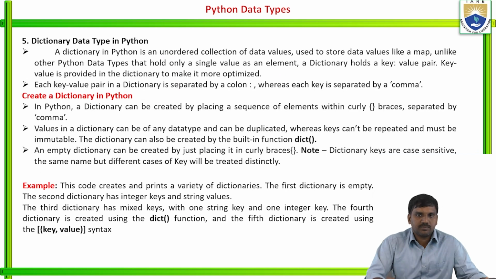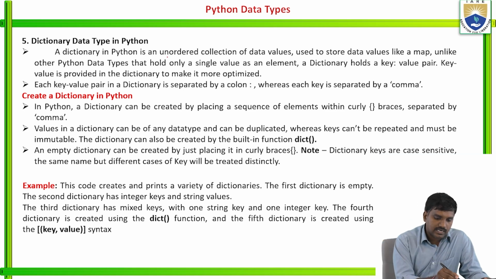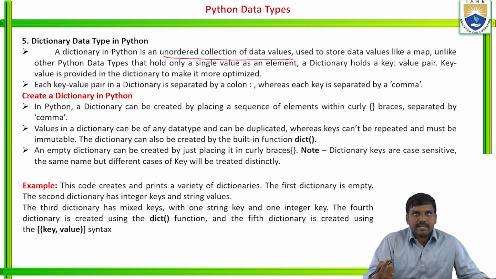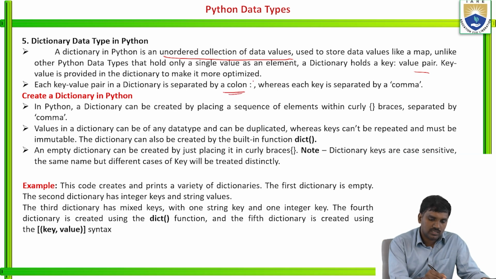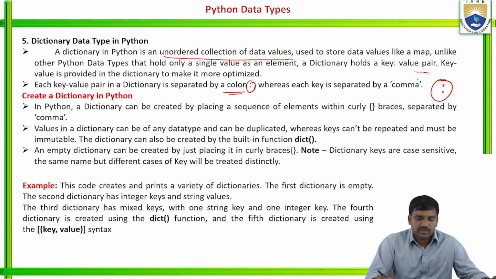Next, dictionary data types in Python. A dictionary is an unordered collection of data values used to store values like a map. Unlike other data types that hold only a single value as an element, a dictionary holds a key-value pair. The key-value is provided in the dictionary to make it more optimized. Each key-value pair in a dictionary is separated by a colon, whereas each key is separated by a comma.